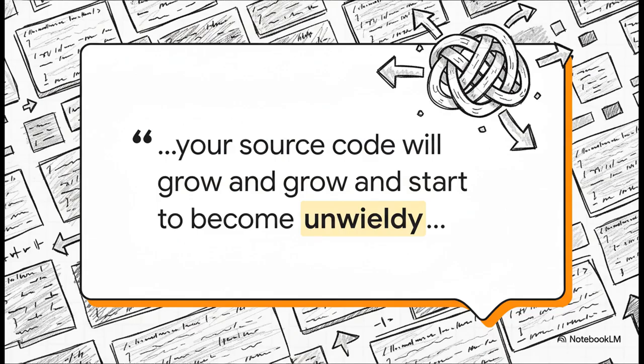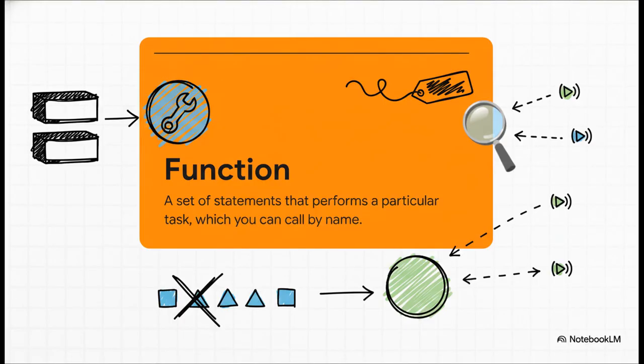Imagine you have to calculate sales tax in 10 different places in your app. What do you do? You probably copy and paste the same 5 lines of code over and over again. It gets messy, it's hard to read, and hey, if that tax rate ever changes, you've got to hunt down all 10 of those spots to update it. And that's exactly where the function comes in to save the day.